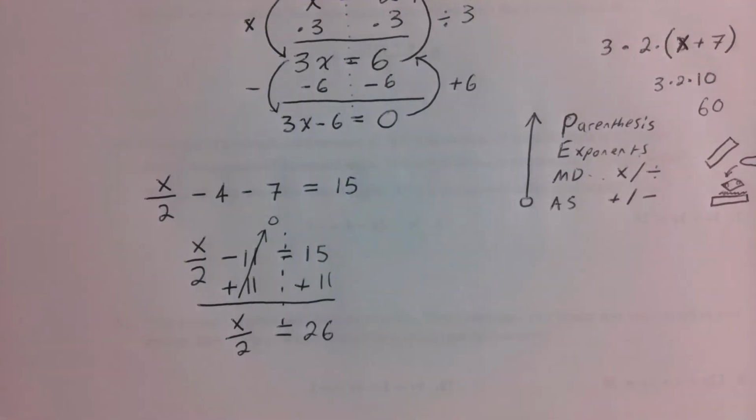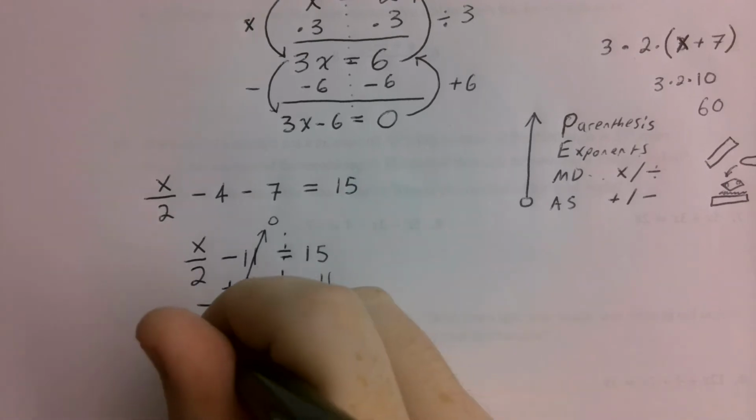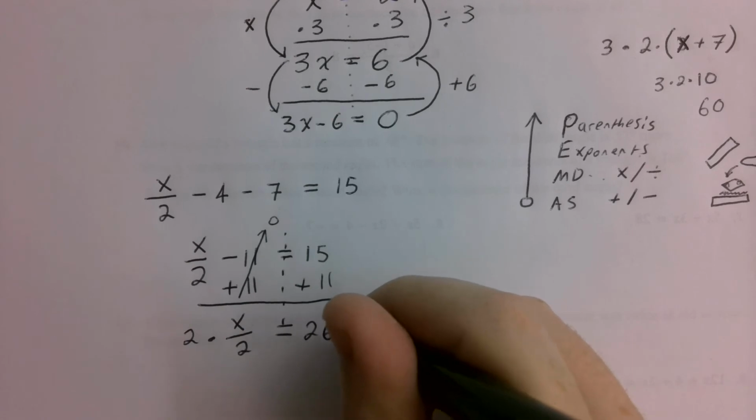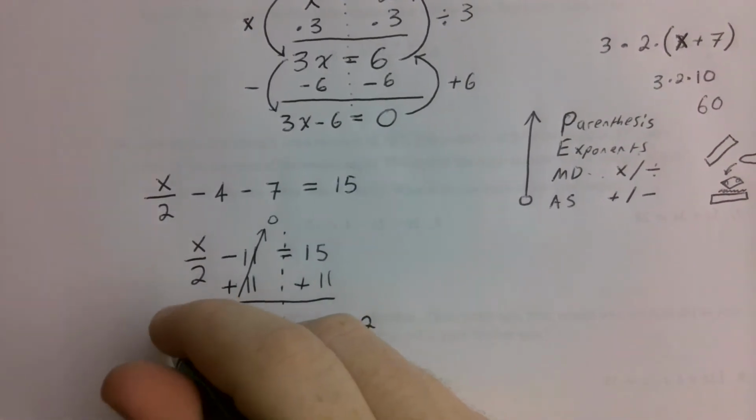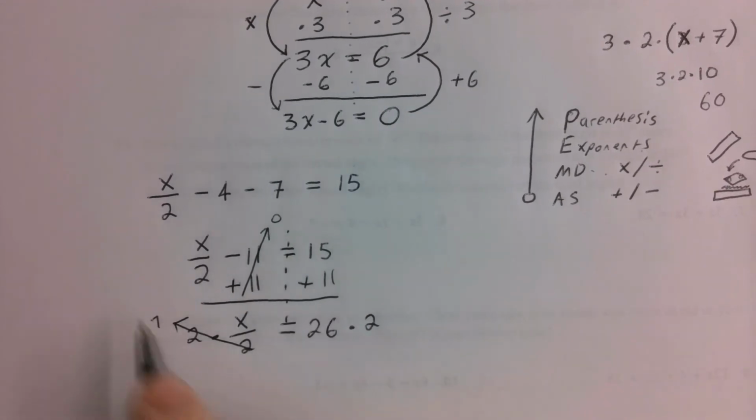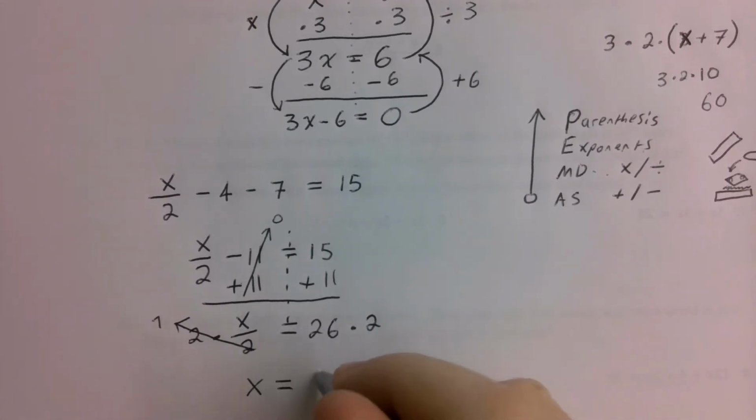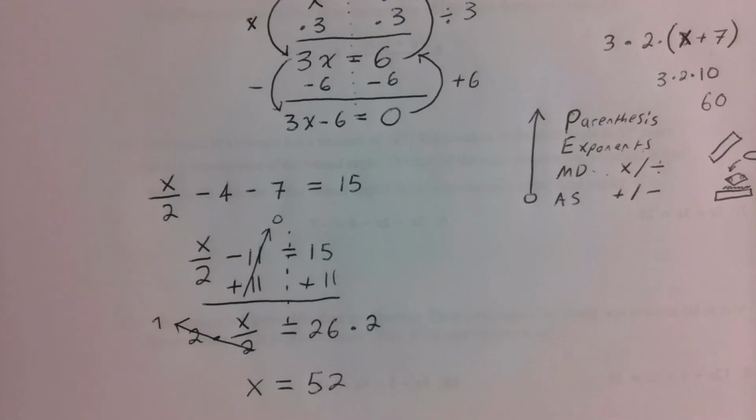So we move on to multiplication-division. Is there any multiplication or division? Yes. We're dividing by 2. To undo dividing, we multiply. And specifically, to undo dividing by 2, we have to multiply by 2. And we're left with x equals 52. That is how you do a multi-step equation.